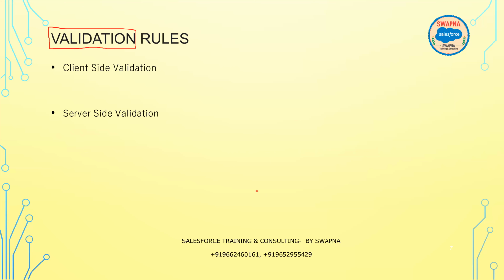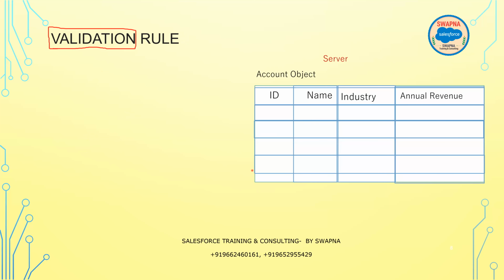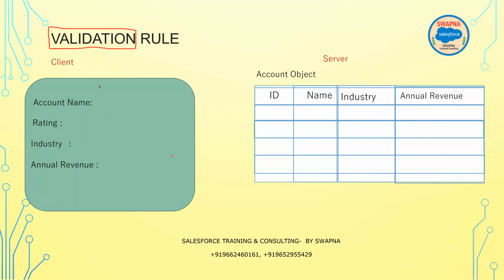Client-side validations are the ones which happen on the browser. Server-side validation is the one which happens at the database server. Let's assume I have an account object on the server and a client with the UI. The account UI screen is there at the client side. Whenever the user enters account name, rating, industry, annual revenue, and clicks on the save button.